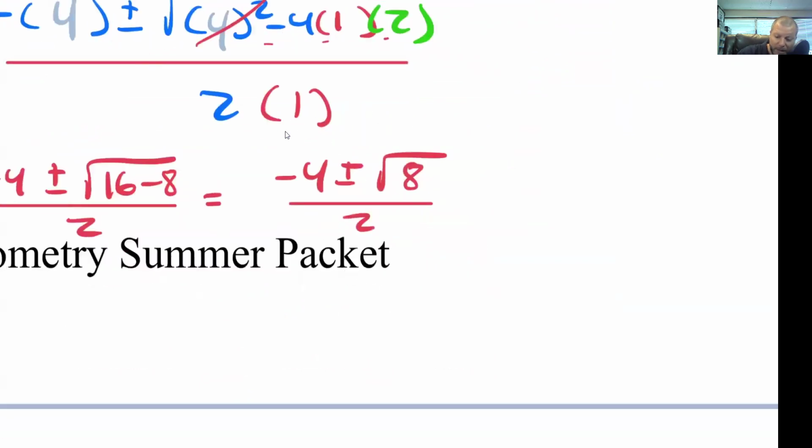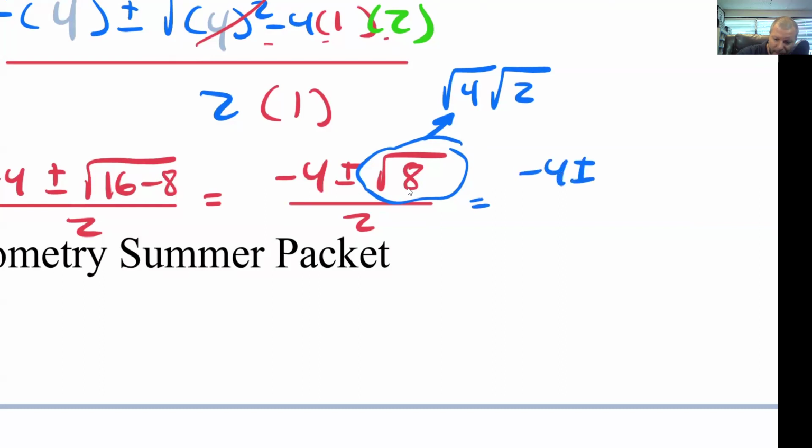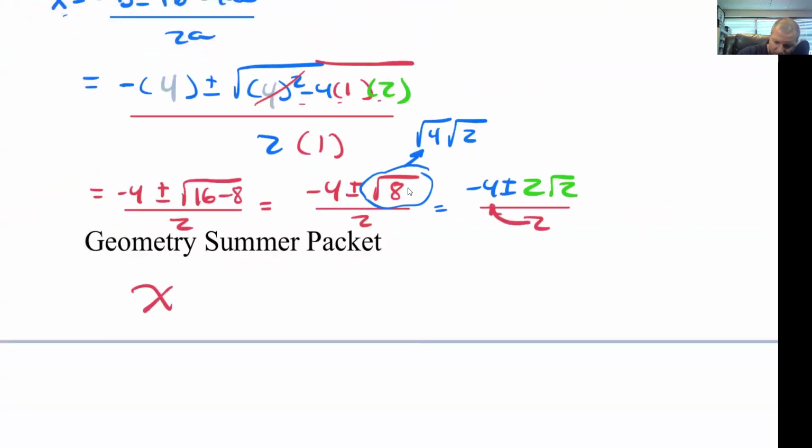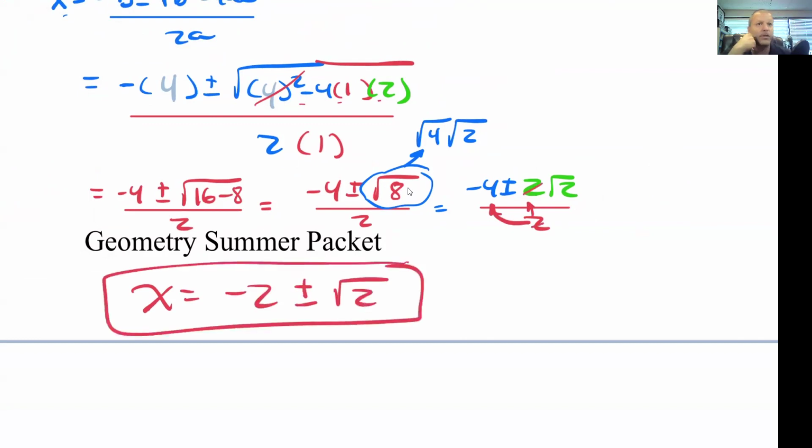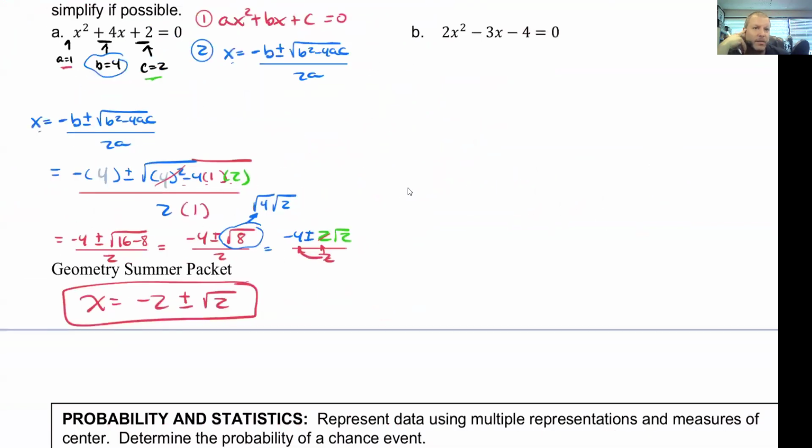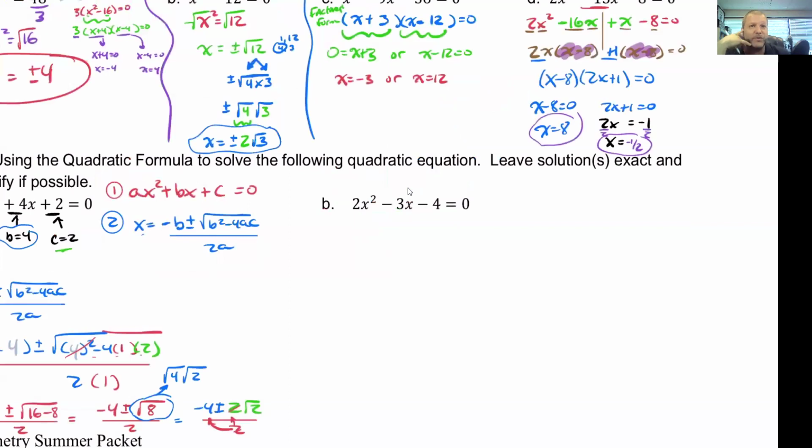Right, and then we could do a little bit of simplifying with this 8. A couple of questions ago, I did a simplifying radicals question. We want to think: what's the biggest perfect square that goes into 8? It's going to be 4. 4 times 2 gives me 8. So we can think about this as negative 4 plus or minus 2 square root of 2, all divided by 2. Now we can go one step further because this 2 goes into both the 4 and that 2 outside. So negative 4 divided by 2 is negative 2. We still got our plus or minus. 2 divided by 2 gives us 1. So this would be our solution here in exact form: negative 2 plus or minus square root of 2, rather. No 2 in front of that.